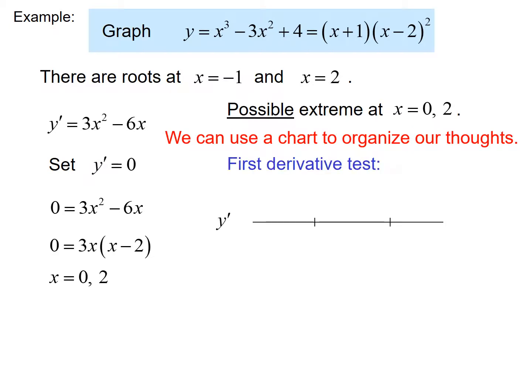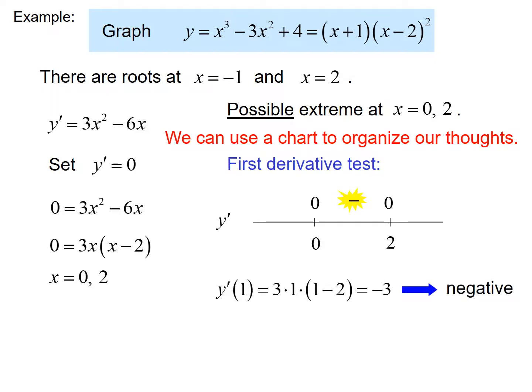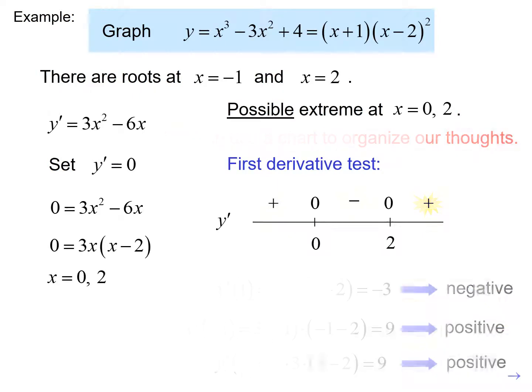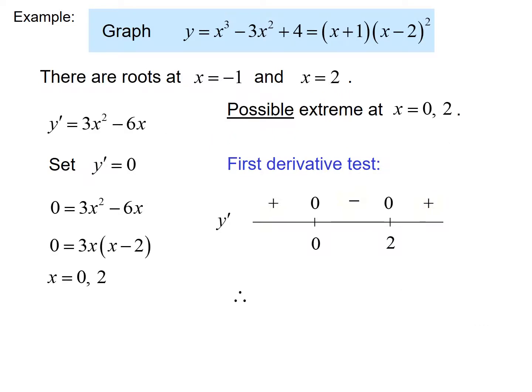So we can use our first derivative test, and we can check those intervals. So we know that our curve goes up and then down and then up. So we know we have a maximum value when x equals 1, a minimum when x equals 2.